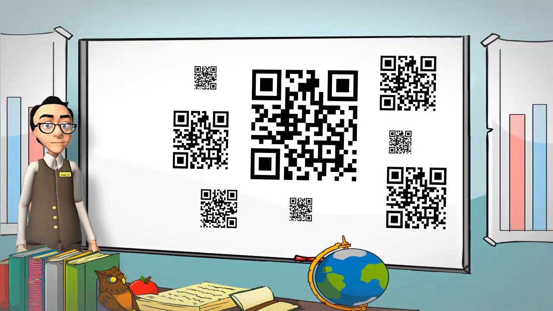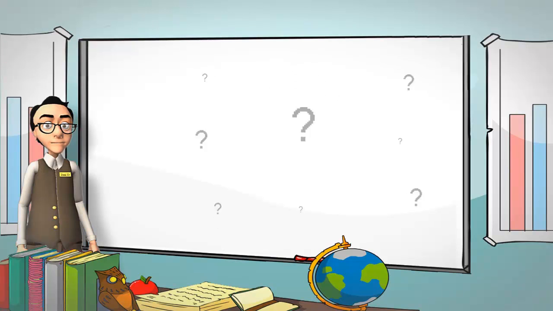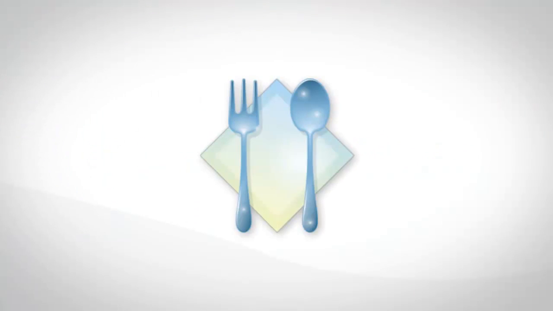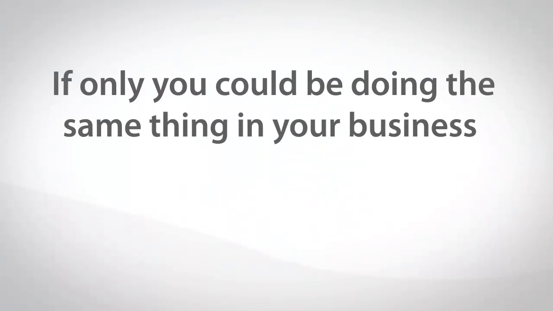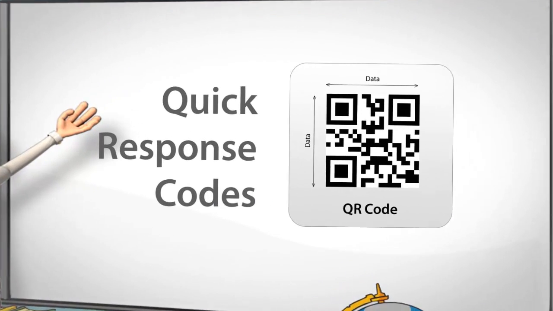So you've seen these little square-looking QR codes around town, but don't know exactly what they are or how to use them. You've seen restaurants and other local shops using them to market their products. And if only you could be doing the same thing in your business. But how? Quick response codes, also known as QR codes, are easy to use and more people are starting to use them on a daily basis.